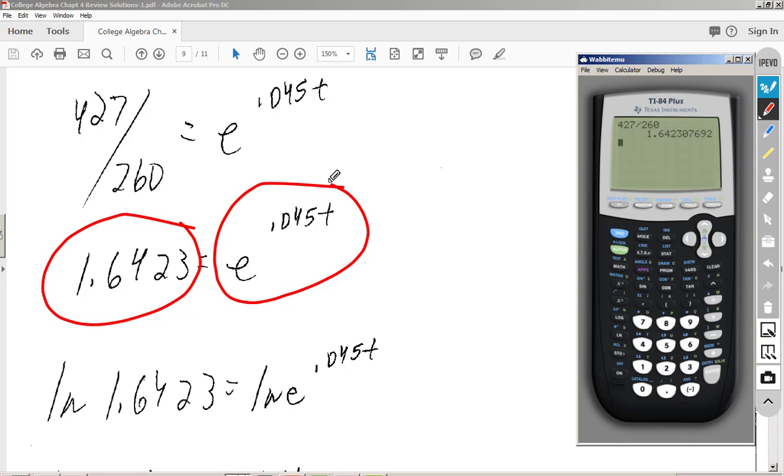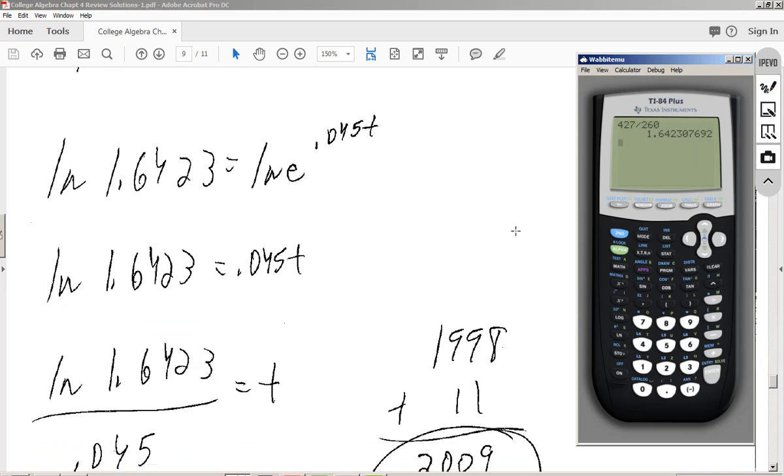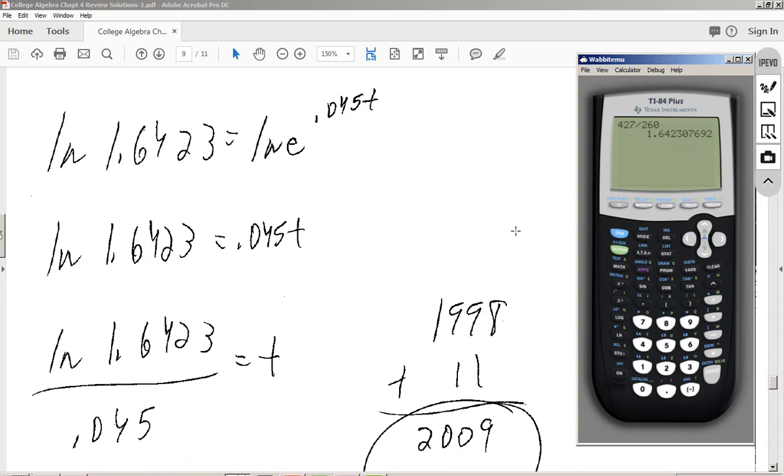Now to get rid of this e, remember our objective is to solve for t, so we're trying to get t by itself. To do that, we need to do the opposite of e. The opposite of e is the ln, so I ln both sides, and that's going to cross this out. I'm going to end up with the ln of 1.6423 equals 0.045t. Now I'm going to divide both sides by 0.045.